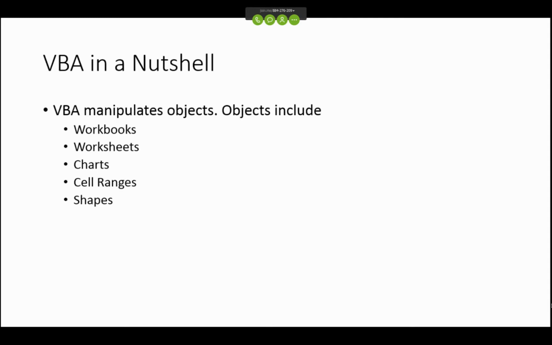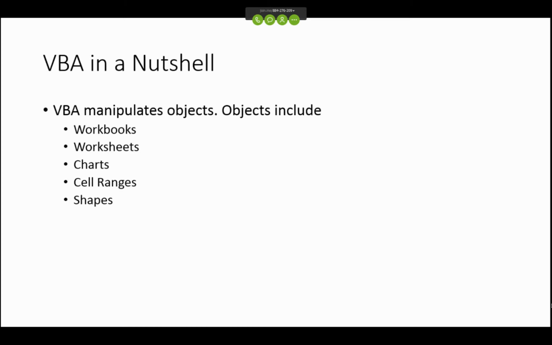Cell ranges. Okay, you would think it'd be called a cell, like you have workbooks, worksheets, and you have cells, right? Well, the name of those are called ranges. So range A1 would be cell A1, or range A1 to A10 would be that block of cells. And that's the object that you work with, not the individual cells necessarily. And shapes. I've never worked with shapes, but okay.